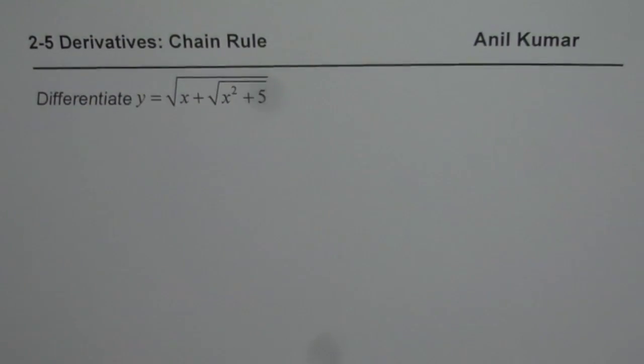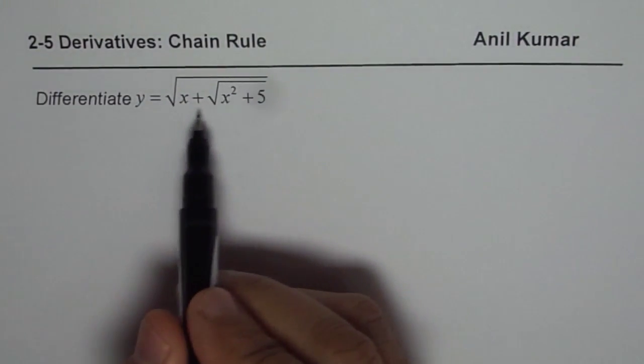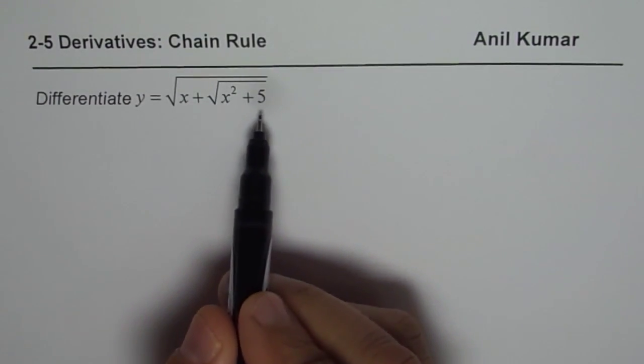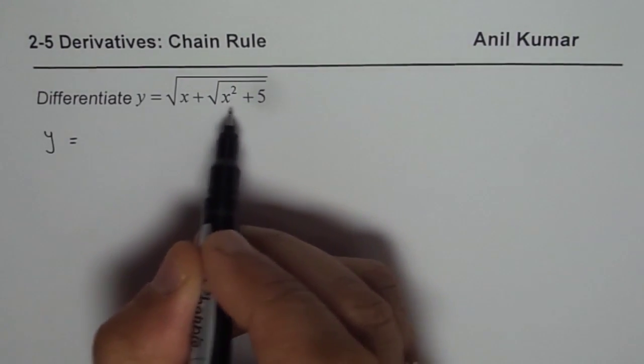I'm Anil Kumar, and now let us understand how to apply the chain rule and find derivative of functions. The question before us is: differentiate y equals square root of x plus square root of x squared plus 5. To find the derivative, it is good to write it in exponent form.